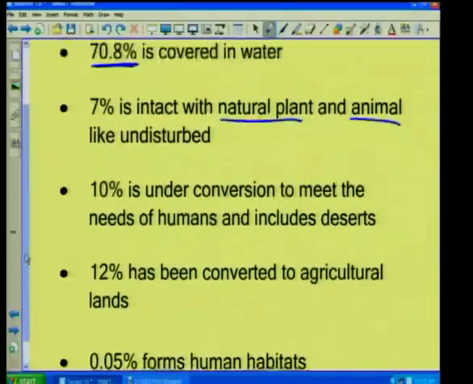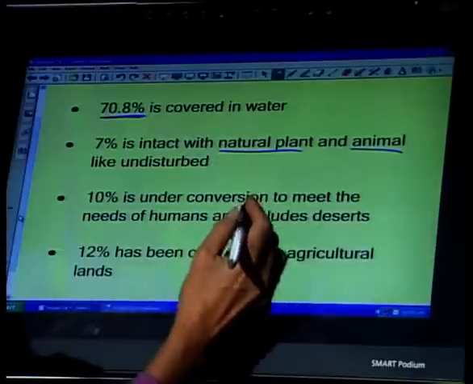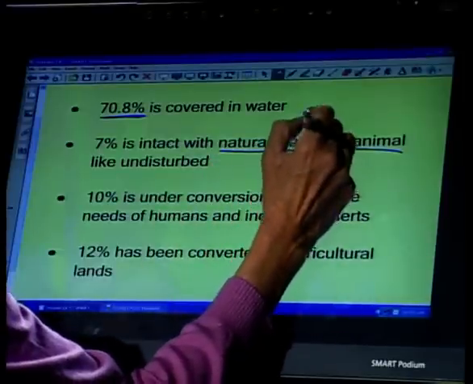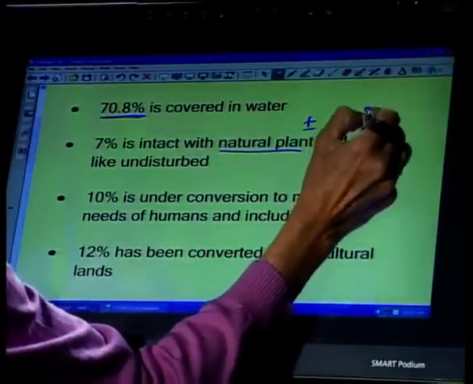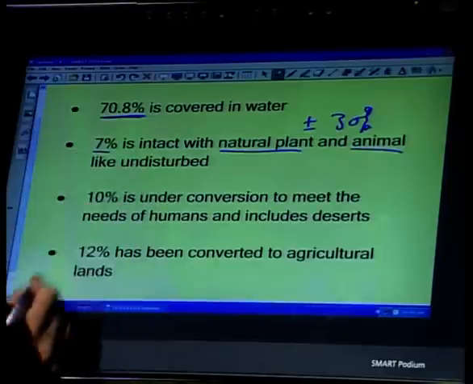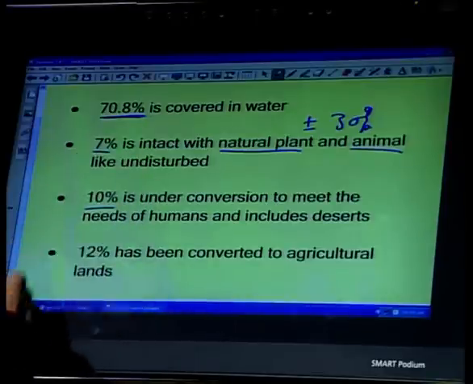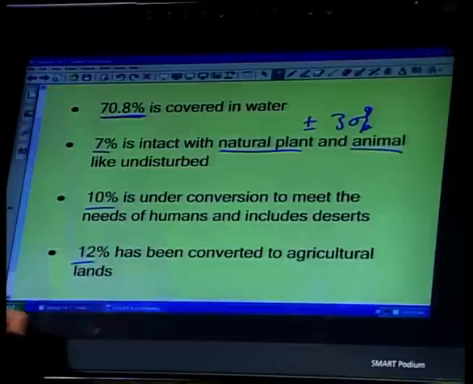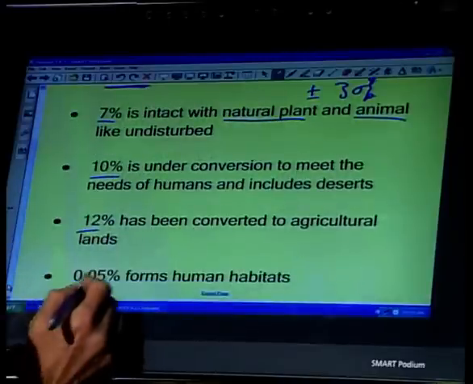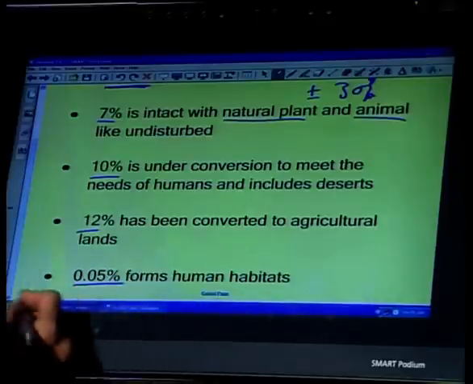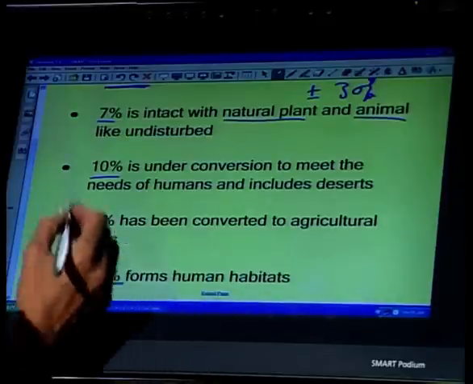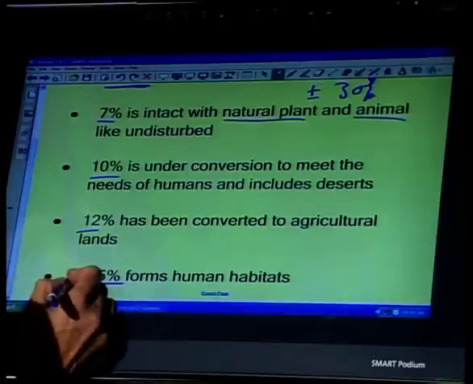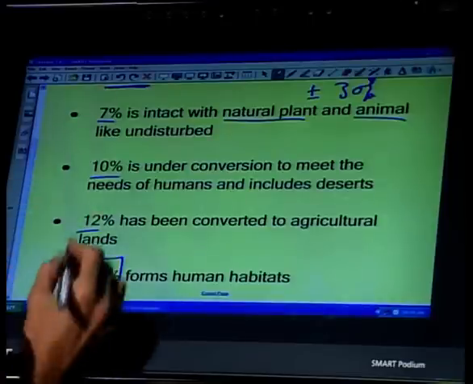So remember, if we look at this, that leaves us with approximately 30%, okay? Of that 30%, 7% is intact, 10% is under conversion, 12% has been converted into agricultural lands, and 0.05% forms human habitats. So we only live on 0.05% of this entire planet, okay? But we destroy easily 80% of this planet on a daily basis.